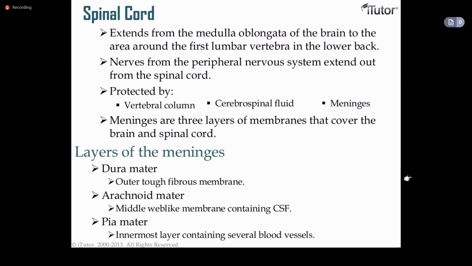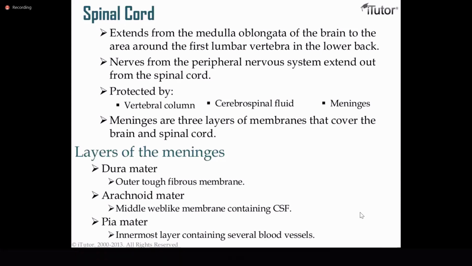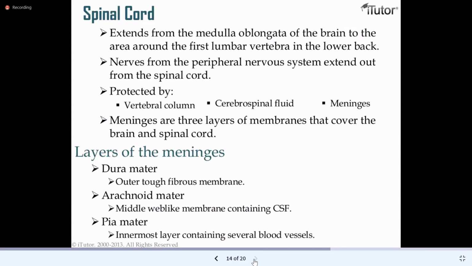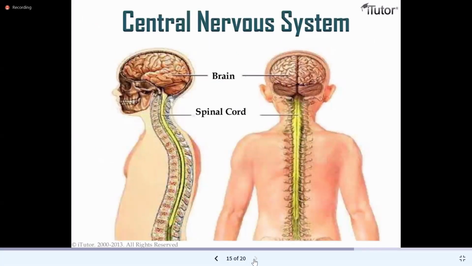Arachnoid matter is a middle, web-like membrane, and the innermost layer contains several blood vessels. These are all the membranes beneath the skeleton, immediately inside of the skull, not the skeleton, inside of the skull.